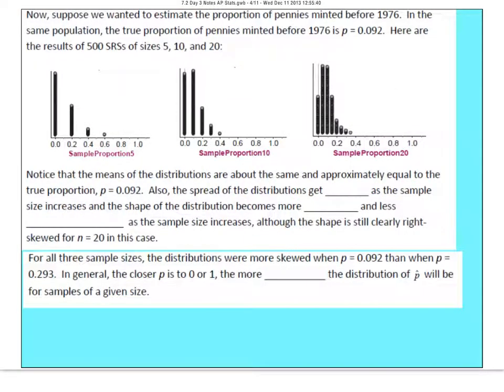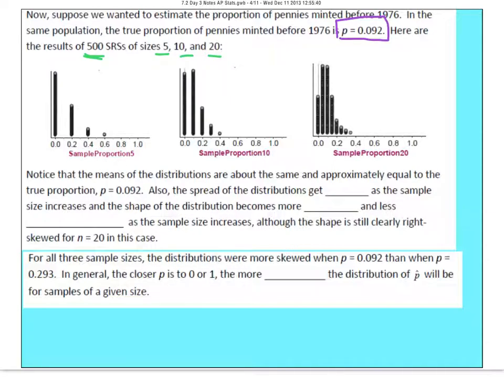Again, this time they want to estimate the proportion of pennies minted before 1976. So this is a different type of statistic. Is it going to matter? They're using the same population. Their true proportion, by the way, in their jar of pennies was 9.2% before 1976. Again, they did another SRS of 500 trials, sample size 5, 10, and 20. And you're going to see the results right here of what we're seeing.